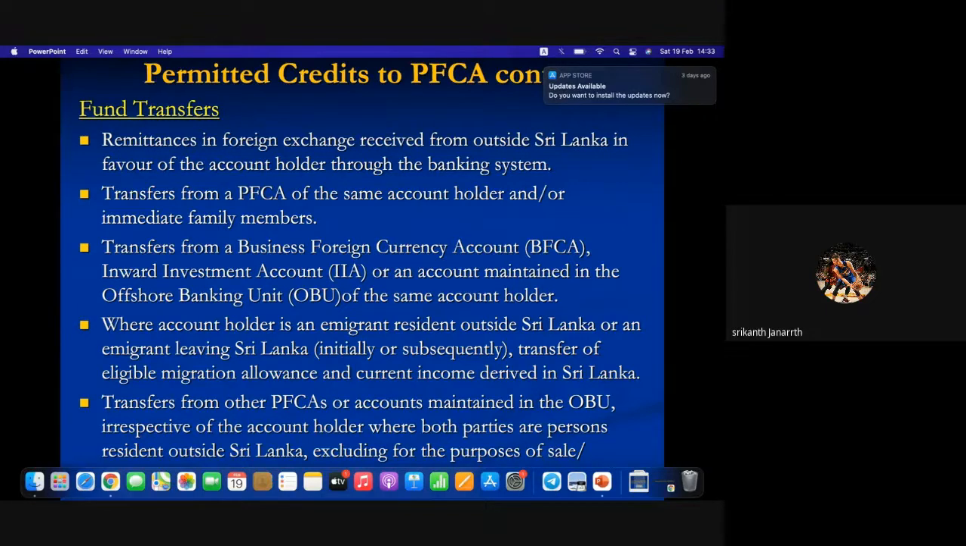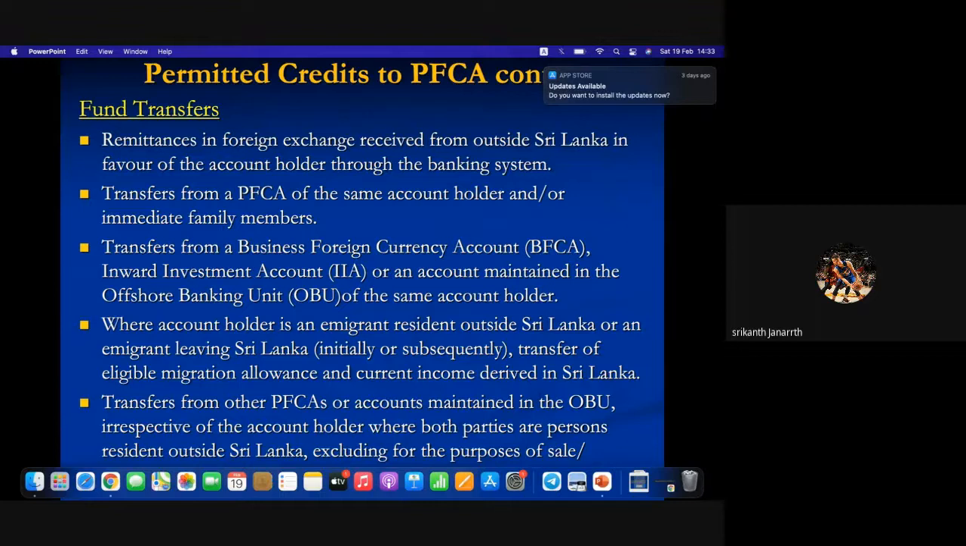Now I have an IIA account in my name. I am also having a BFC account at HNB, and a PFC account at Commercial. So I have a PFCA at Commercial, a BFCA account at HNB, and an IIA account also at HNB. So I have two accounts at HNB, IIA and BFCA, and one account at Commercial, PFCA. Right? Now, when I was in the Middle East, I opened the IIA with HNB.